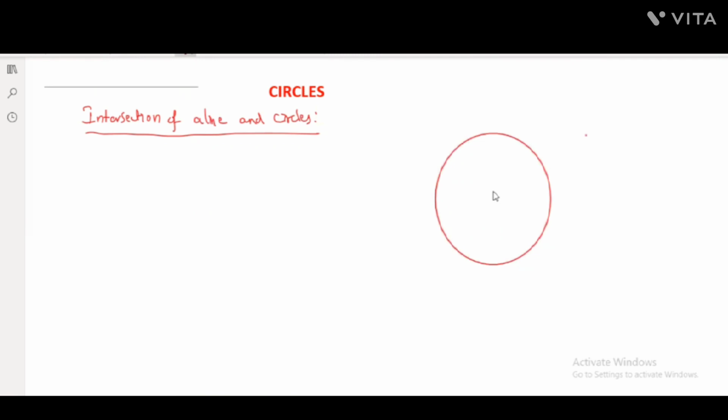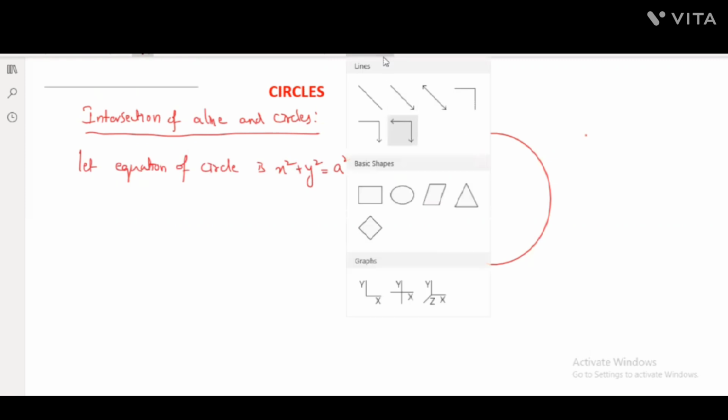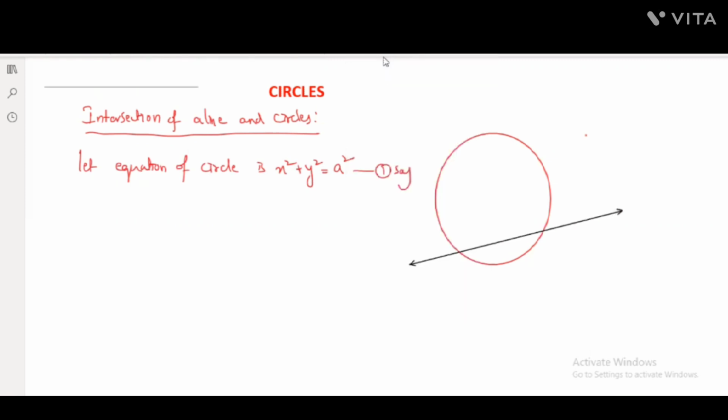Let us assume the equation of the circle is x square plus y square is equal to a square. Let it be equation 1. I'll assume the line which intersects this is y is equal to mx plus c. Let it be equation 2. So now we have to discuss the intersection of these two, in different cases.